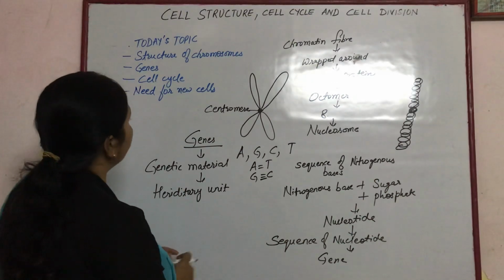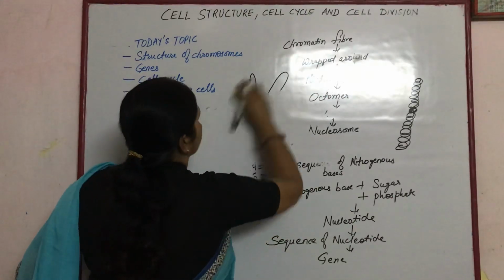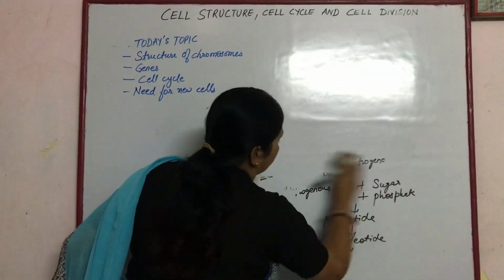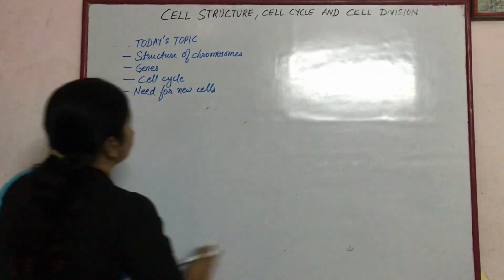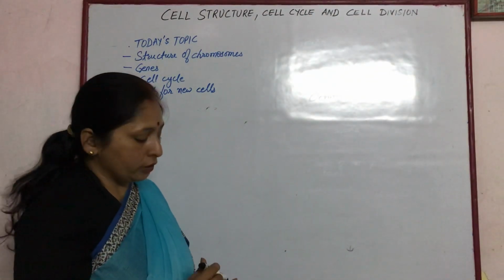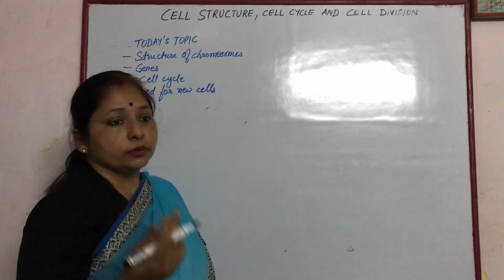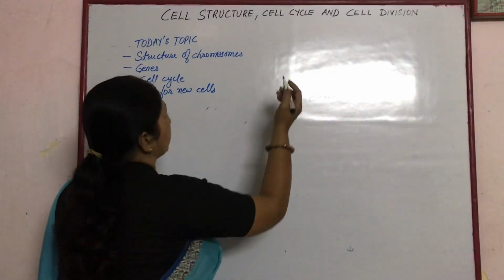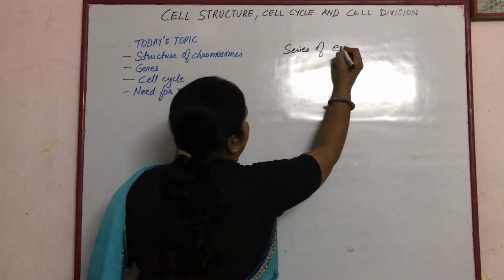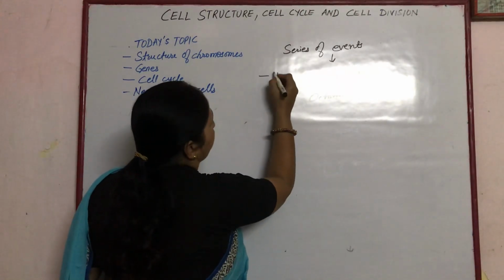Next topic is the cell cycle. The cell cycle is the series of steps involved in the life cycle of a cell for growth, for the formation of new cells, or cell division. This series of events is known as the cell cycle.